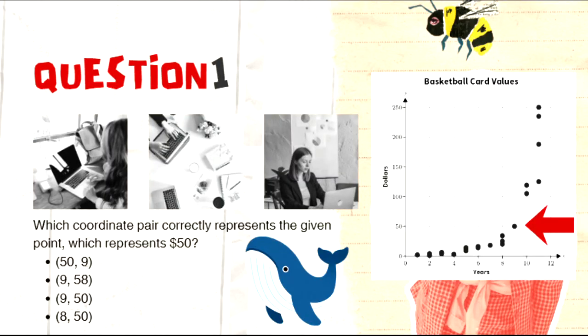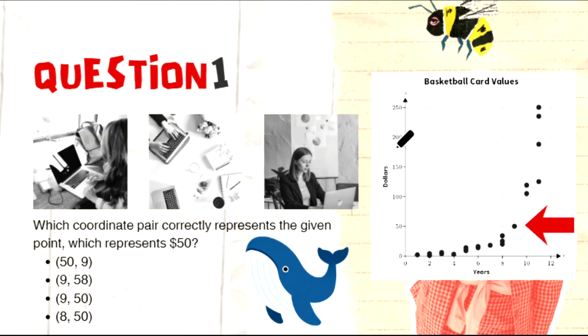Which coordinate pair correctly represents the given point, which is this one right here, which represents $50, which is funny because this says years and this says, oh, okay, here's $50. So if we follow this across, this represents $50. So which coordinate pair correctly represents this given point? Pause it, figure it out, come back.